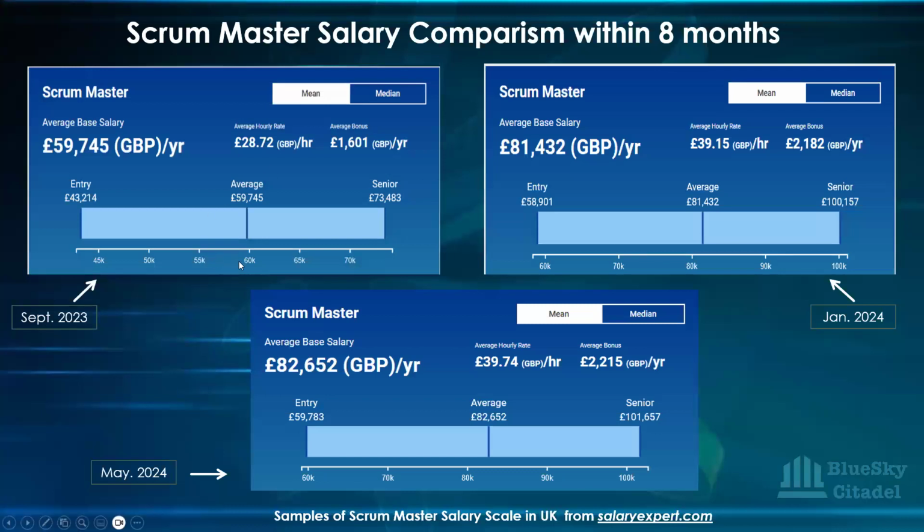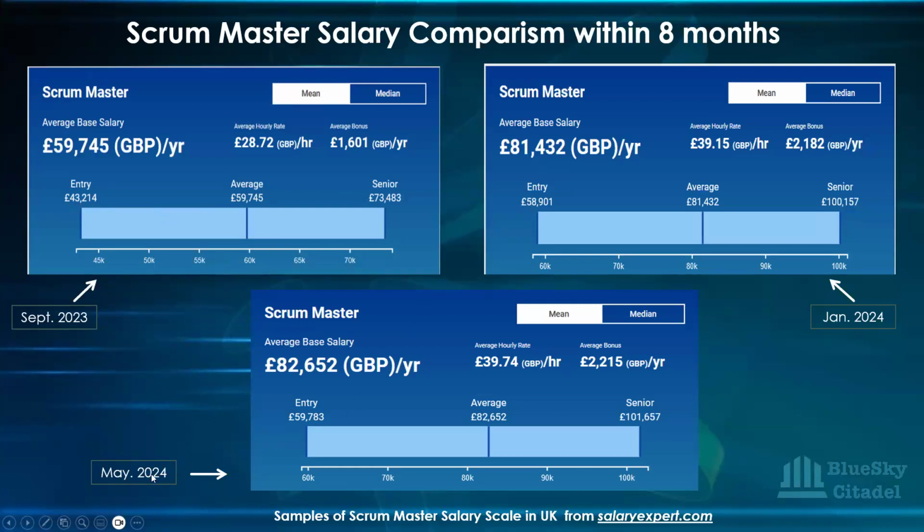Okay, but this is just for you to see the salary scales that are out there for the Scrum Master. Like I said, this was for September 2023 from the same website. This was in January 2024, and you can see the average salary going from 59,000 plus to 81,000 plus. You can see the entry going from 43,000 plus to 58,000 plus.